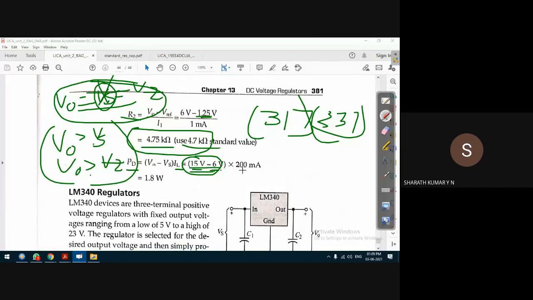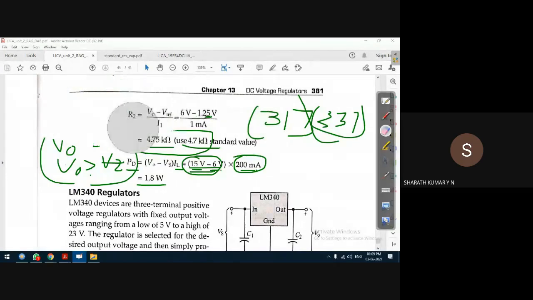So 15 volts minus 6 volts, times the load current of 200 milliamperes. Okay. Power dissipation is 1.8 watts. That's how it is.